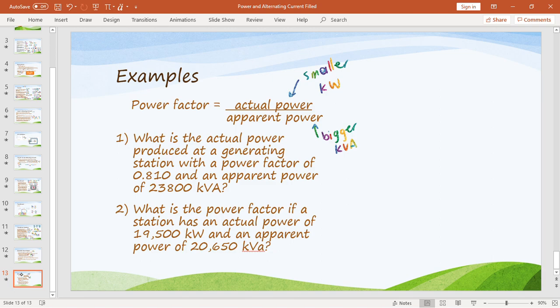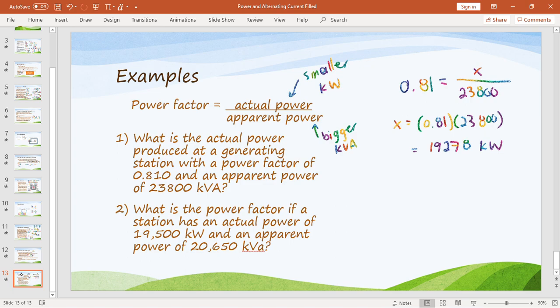Whereas this is always going to be the theoretical, the pie in the sky amount, and it will be in kilovolt amps. So if I look at number 1, I have a power factor, so that goes on the left side. And I'm looking for the actual, so I'm missing the top. And I have the apparent power. And the math to get X, cross multiplying, oops, I don't have my paper in front of me, should equal 119.278 kilowatts.